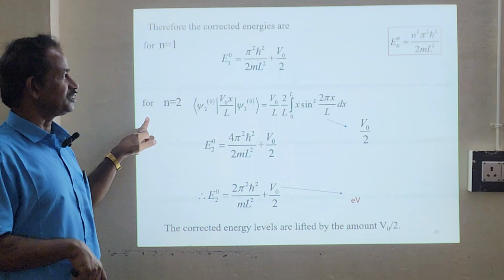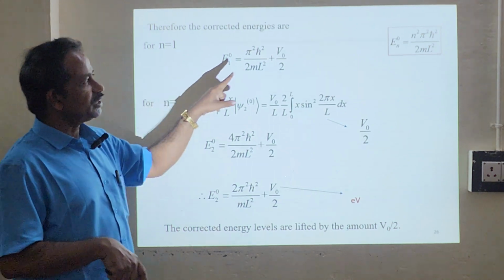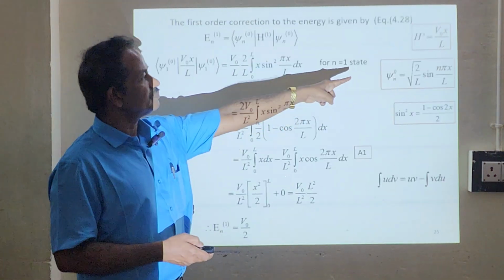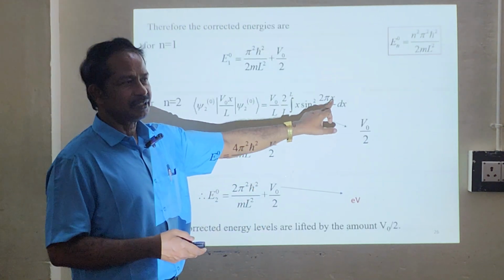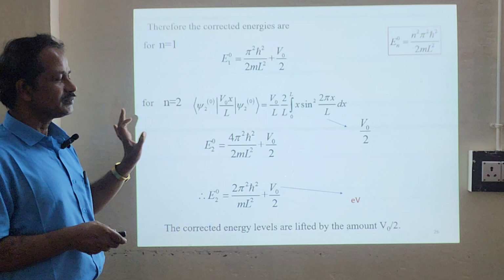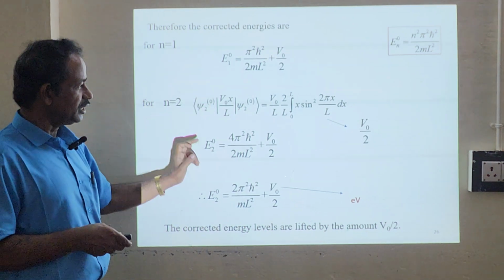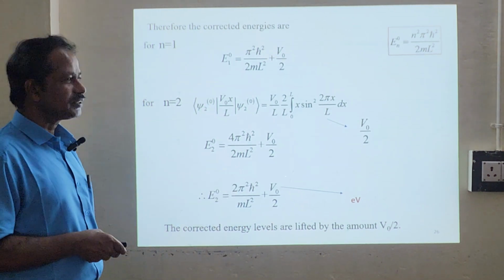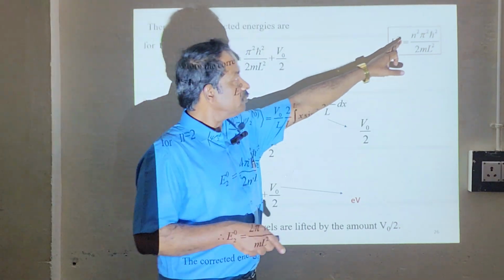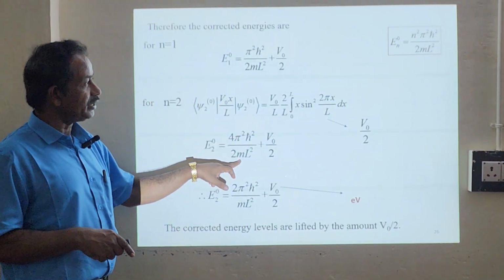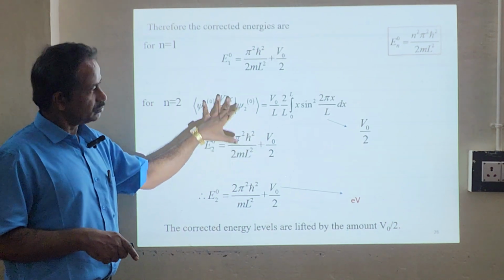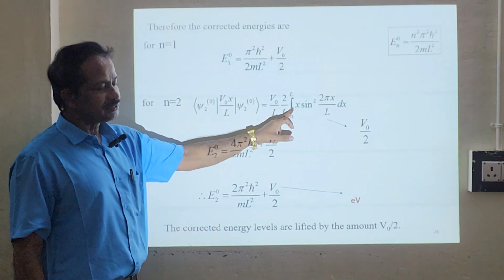you just follow the same procedure for n equal to 2. So the wave function will become, for n equal to 2, 2 pi x by L, same procedure. You will get the same answer. For n equal to 2, you have to go with 2 squared. So you will get 4 pi squared h bar squared divided by 2m L squared plus V naught by 2. You will get the same answer. See here, you will get the same answer.